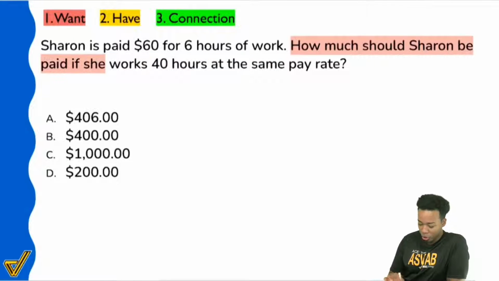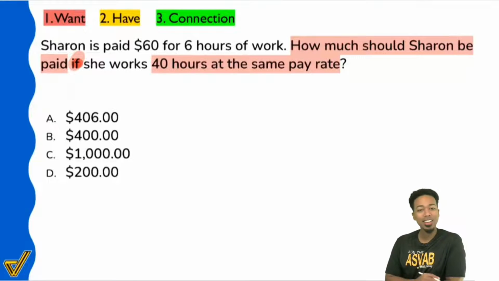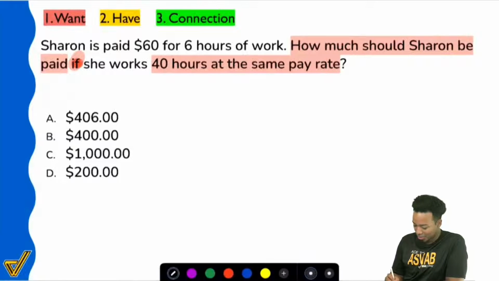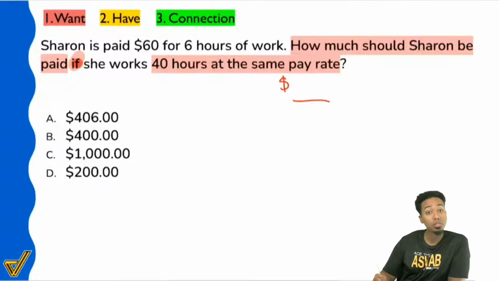How much should Sharon be paid if she works, again, if, big right there, if she works 40 hours at the same pay rate? Right there. So again, write down what we have. We want to know how much she's getting paid. So I'm going to say blank dollars, and then I'll say that's attached to 40 hours.